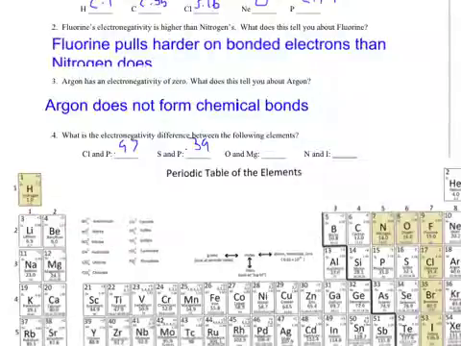Do the same thing for oxygen and magnesium. Oxygen 3.44, magnesium 1.31. Take the difference, we get 2.13. And we'll do it again for nitrogen and iodine. Iodine is 2.66, nitrogen is 3.04. Take the difference and we get, let's see, 0.38.